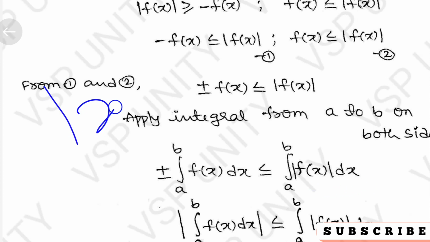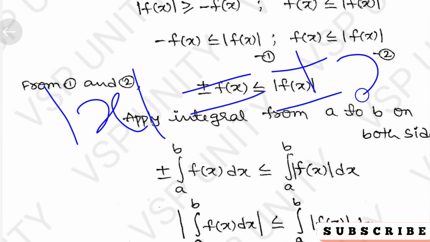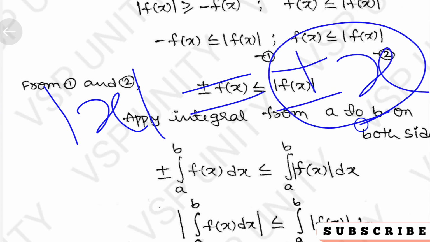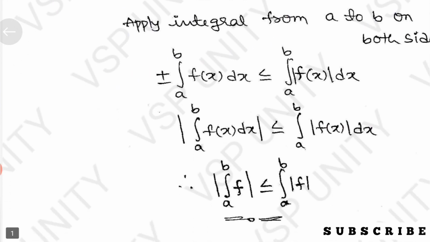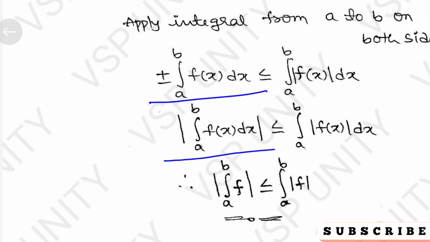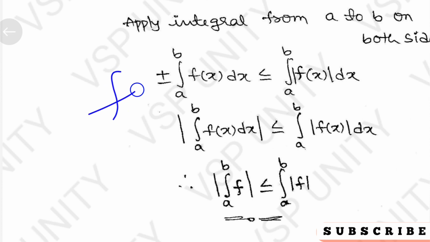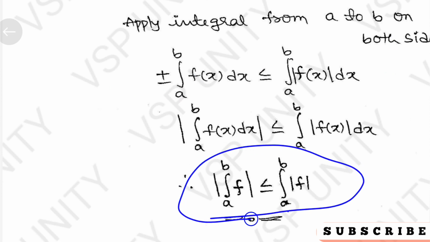We know one thing, that is mod x can be written as plus or minus x. So according to this concept, we can write this plus or minus integral a to b f of x dx as modulus of integral a to b f of x dx is less than or equal to integral a to b mod f of x dx. In Riemann integration, f of x dx also can be written as simply f. So modulus of integral a to b f is less than or equal to integral a to b mod f. Hence our theorem is completed.